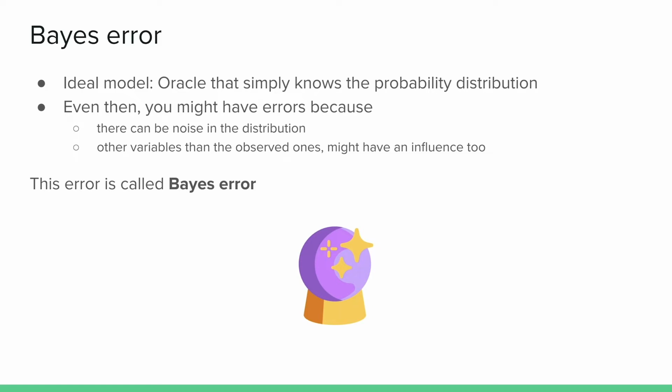And you might actually run into the issue that you have knowledge of the underlying distribution of the variables that you're observing, but the actual output is affected by variables that you cannot observe or that you are not observing. And that can have an influence too. So you will always have a certain error here, and that is called the Bayes error. One example would be trying to teach a machine to classify whether a cartoon is funny or not.